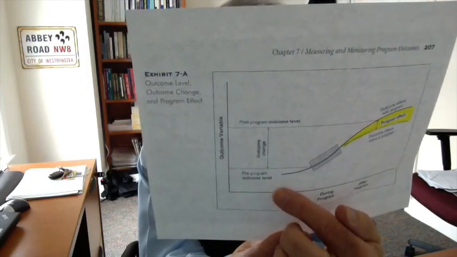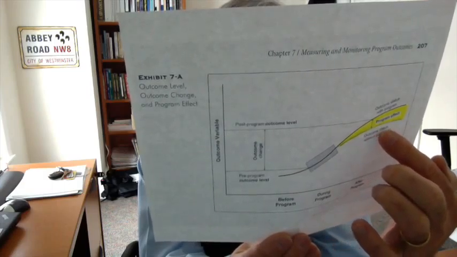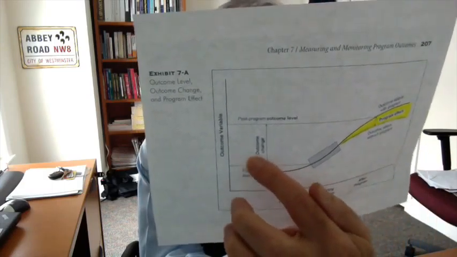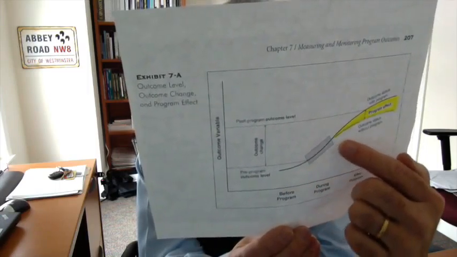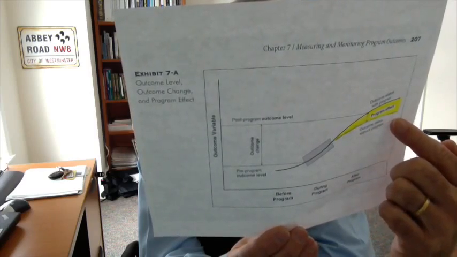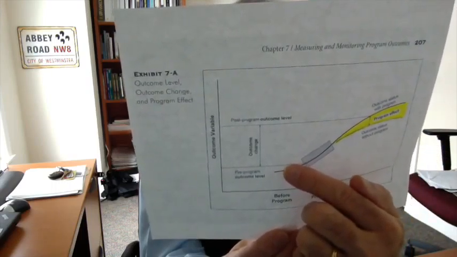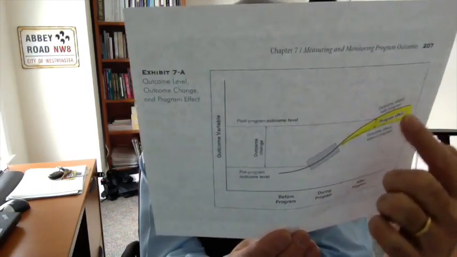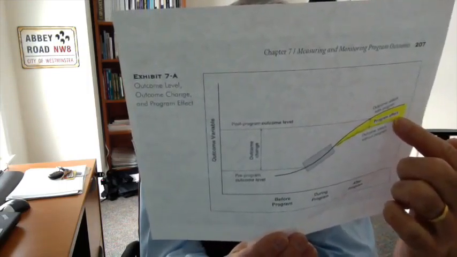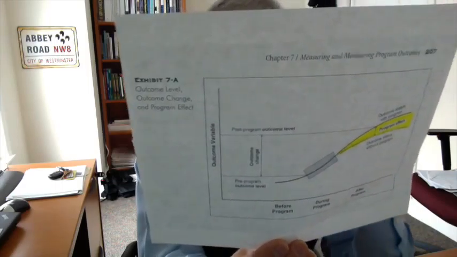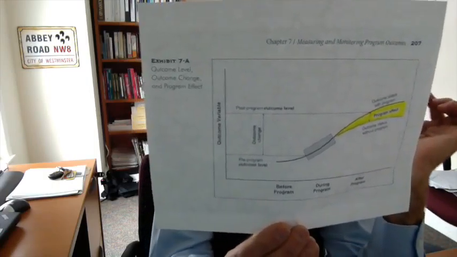But the problem comes in that there's an assumption that over time, the program participants probably would have gotten better on whatever it is they're trying to get better on. They would have gotten better by themselves. That's what this line shows. And so the real program impact is not all of the gains from before and after, but the gains that occurred only because they were in the program, this yellow area, okay? And so that's what you're trying to measure when you do an impact study, okay?